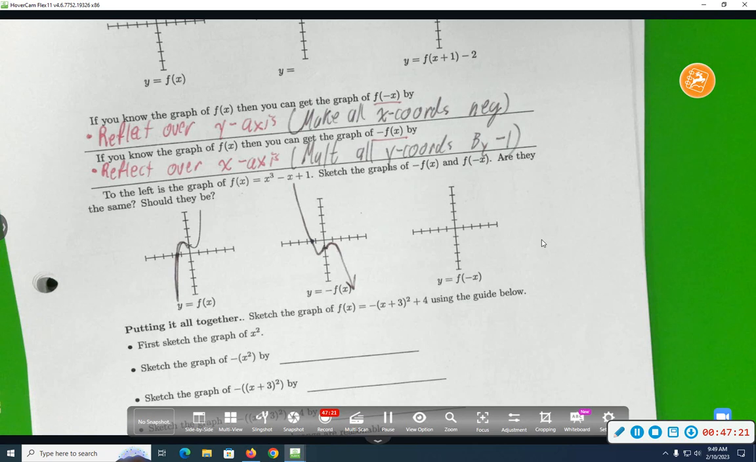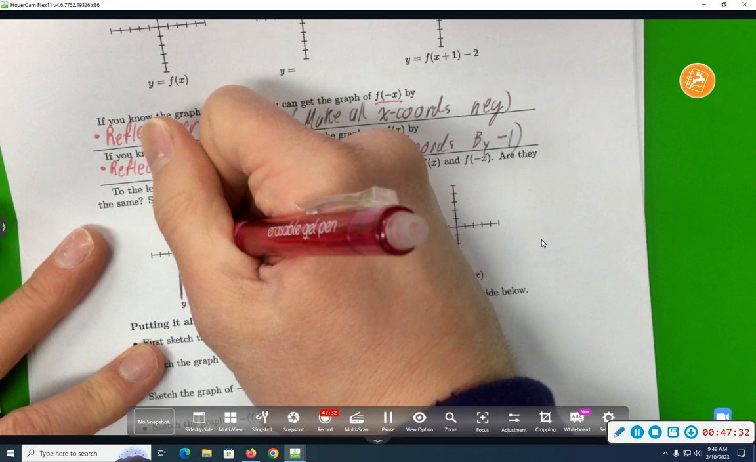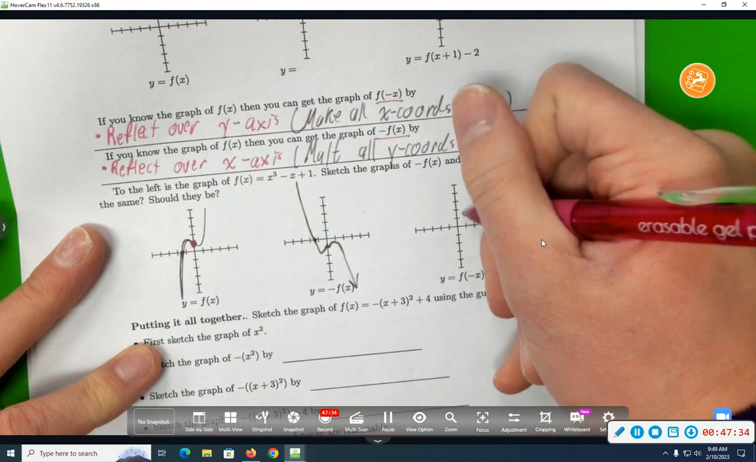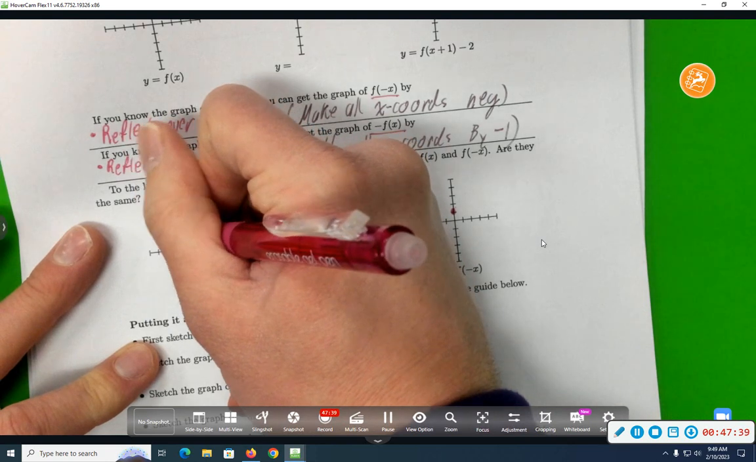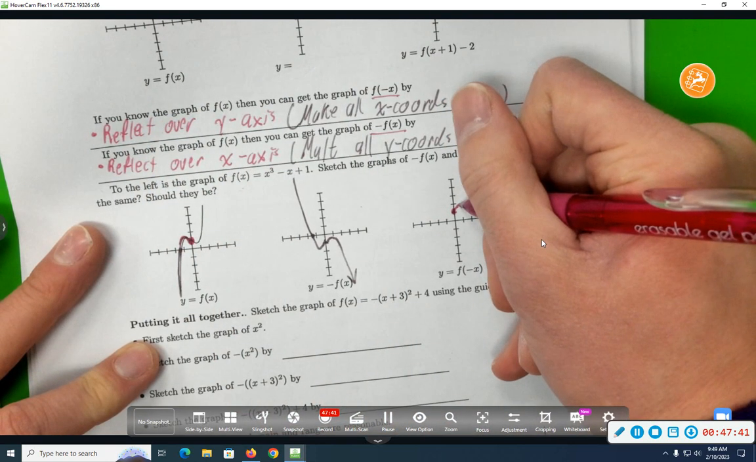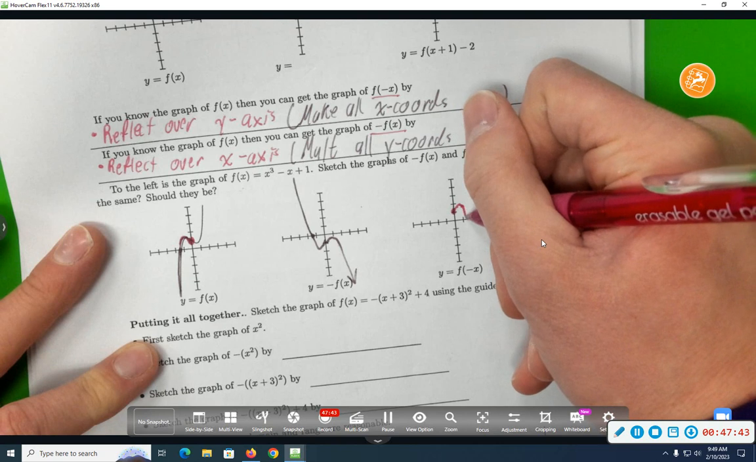How do you get the graph of f of negative x then? Do this reflection. Doing that, let's track the points that don't change. This point at 0, 1 will still be at 0, 1. These points that go up and then down will go up and then down just on the other side.